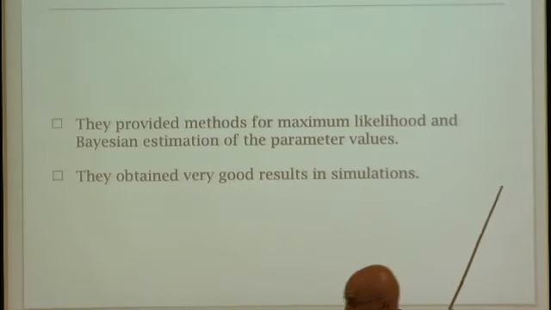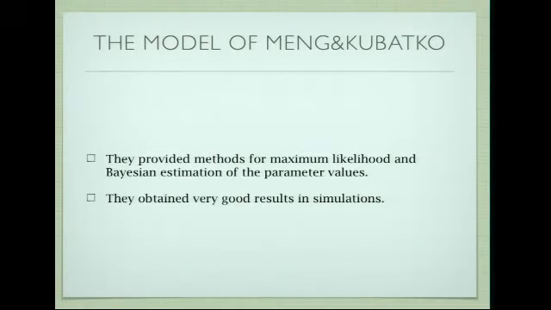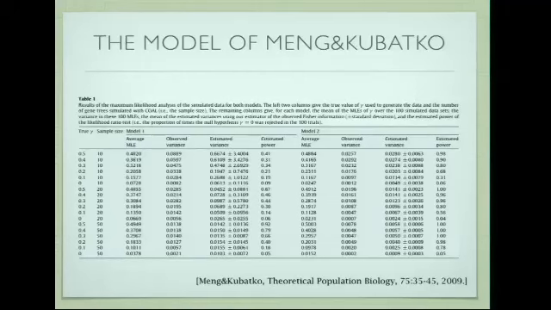And they provided methods actually for the estimation of these parameters using maximum likelihood and Bayesian approach. And they obtained very good results. I mean, the parameter they were interested in, of course, is gamma, the rate of hybridization. And this is a table of results from their paper.